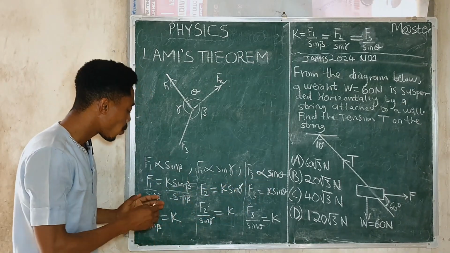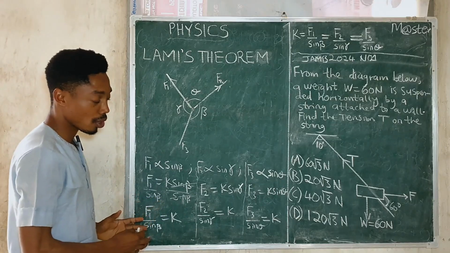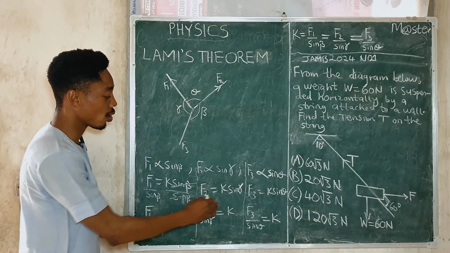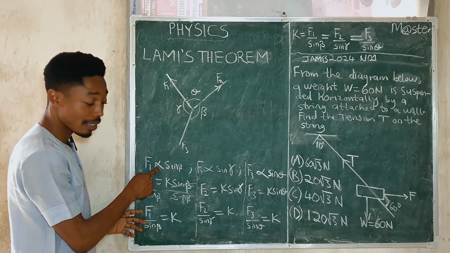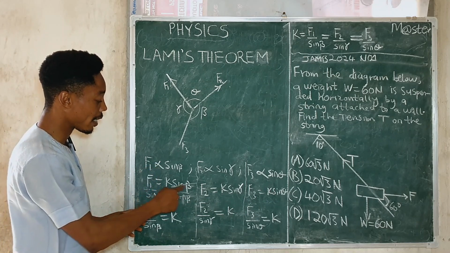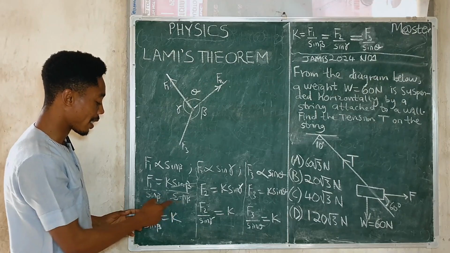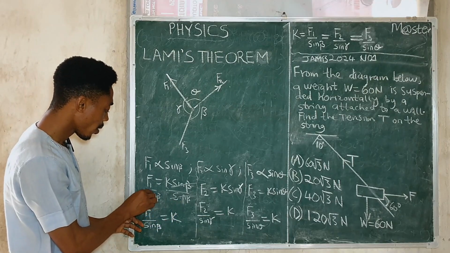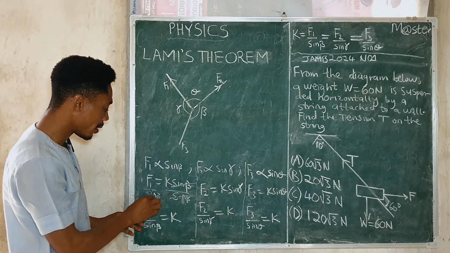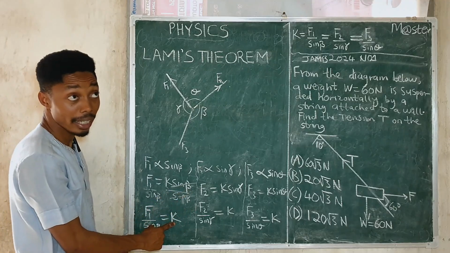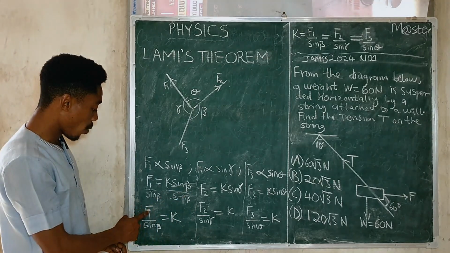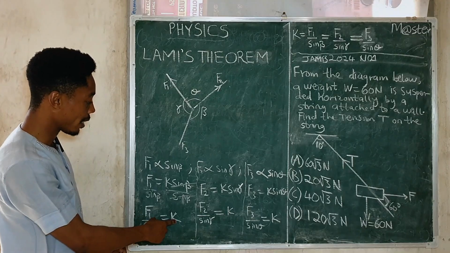From there, we are going to do some analysis in each of these cases. If I remove the proportionality sign, F1 equals K sine beta. Divide both sides by sine beta. What I now have is that sine beta divides into sine beta, and I have just K left. F1 all over sine beta is equal to K.